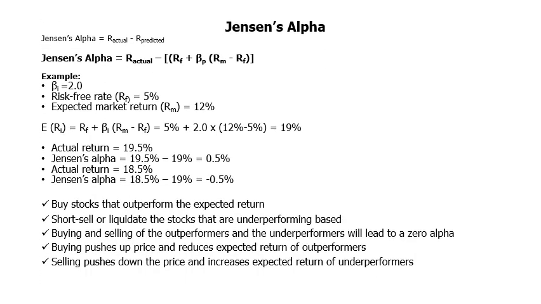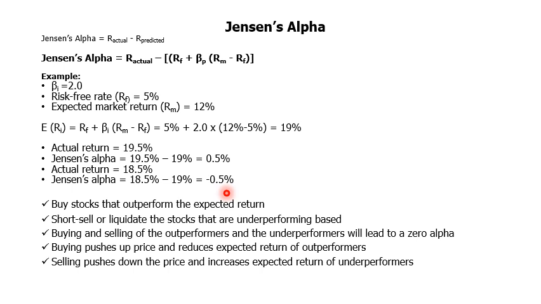Let's discuss an example. Suppose the equity portfolio has a beta of 2.0, the risk-free rate is 5%, and expected market return Rm is 12%. The expected return as per the security market line equation is Rf plus beta i times Rm minus Rf, that is 5% plus 2 into 12% minus 5%, which is equal to 19%. If the actual return is 19.5%, Jensen's alpha is 0.5%, 19.5% minus the expected return. If the actual return is 18.5%, Jensen's alpha is negative, it is minus 0.5%.